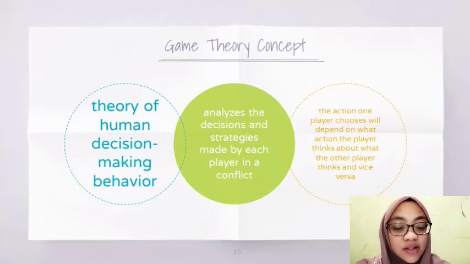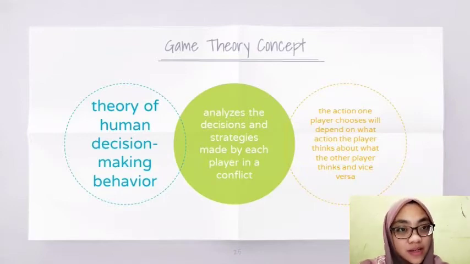In addition to the uncertainty that comes from realization of natural conditions, there is also uncertainty resulting from the actions of players that have to be taken into account by other players in order to make decisions. Actions taken by other players can be very difficult to predict because the action one player chooses will depend on what the player thinks the other player thinks, and vice versa.